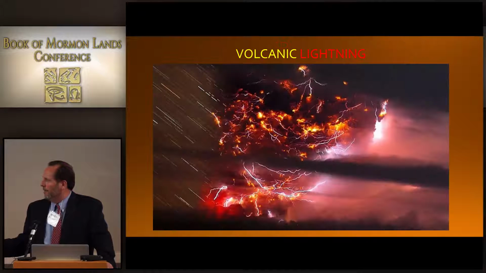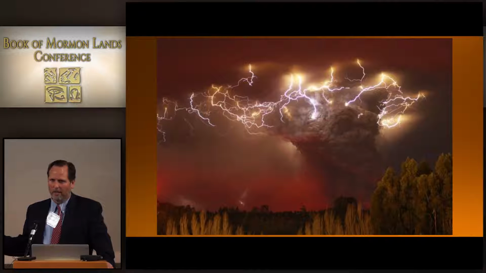You know, Mormon wrote, or at least the record that he was citing or amending or putting together, talked about exceedingly sharp lightning, and volcanoes definitely qualify with that description, as you can see, because you've got this ash cloud generating all kinds of static electricity, so that's where your lightning comes off of a volcano.